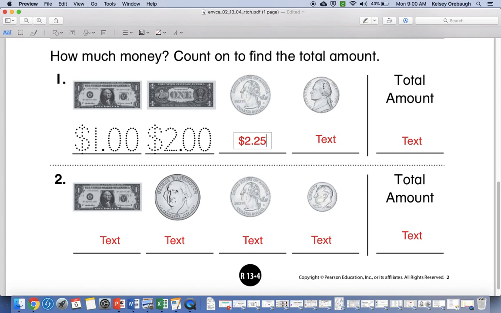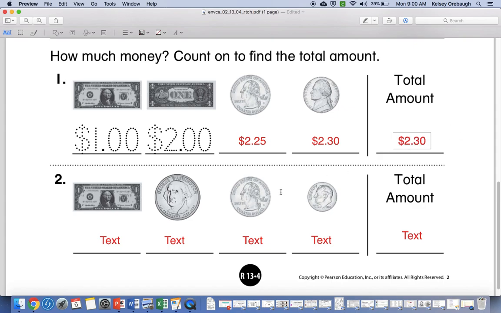And finally, I have a nickel. Once again, I am going to write my dollar symbol, $2 to represent the amount of dollars I have, my decimal point to separate the dollars and cents. I had 25 cents, I add 5 more cents. Now I have 30 cents. $2.25 plus 5 more cents is $2.30. Total amount, $2.30.